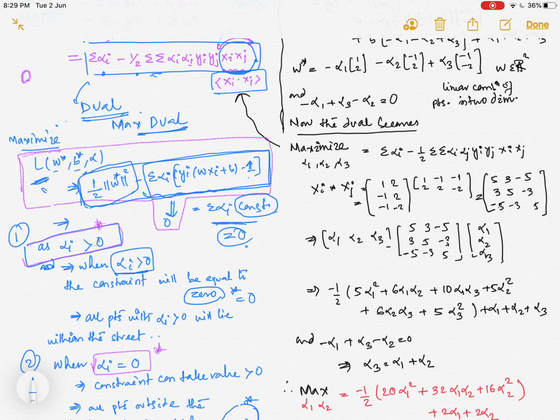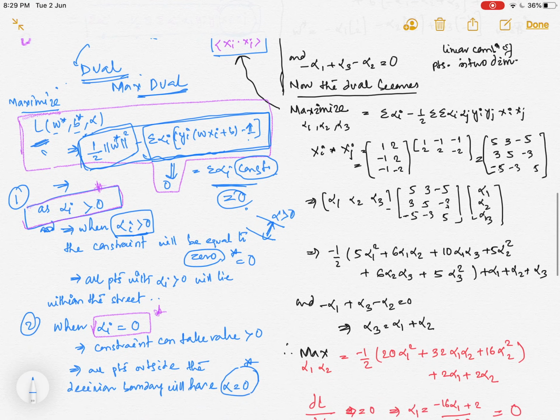So all the points on the decision boundary, or we say on the street, will have alpha greater than 0. And the second point is that all the points outside this decision boundary or this particular street will have alpha equal to 0. It cannot be less than 0.